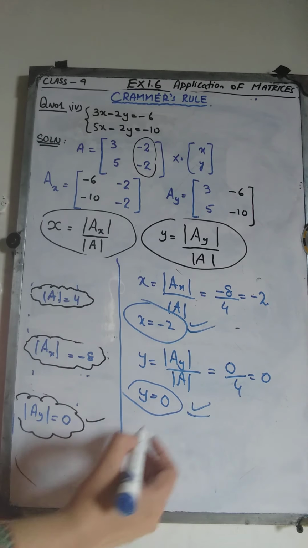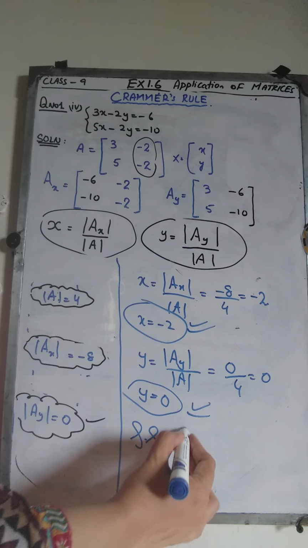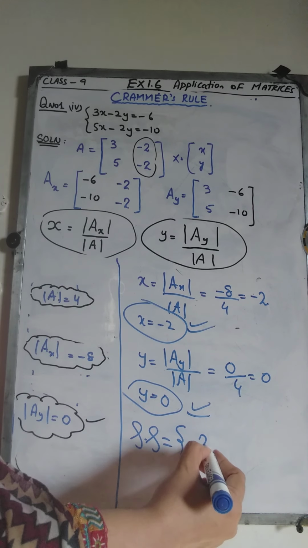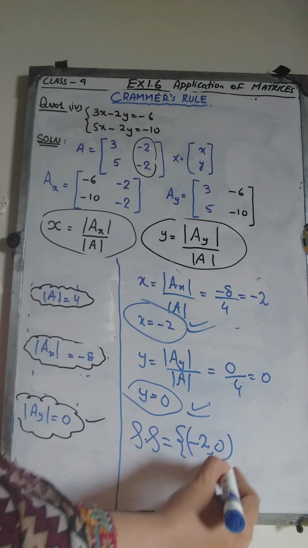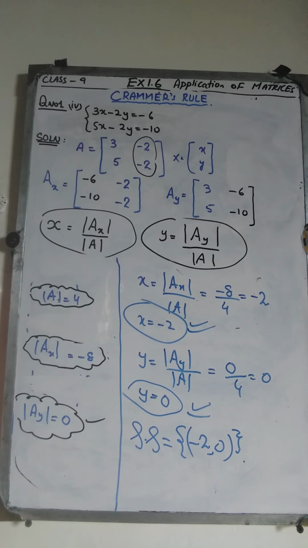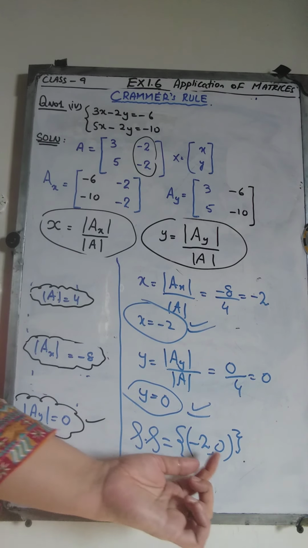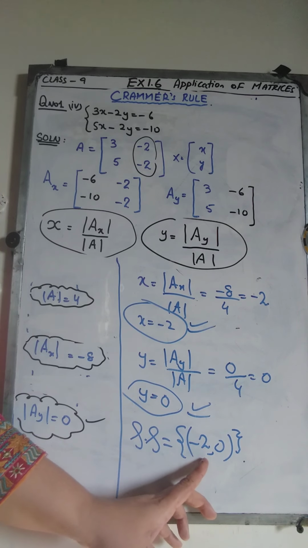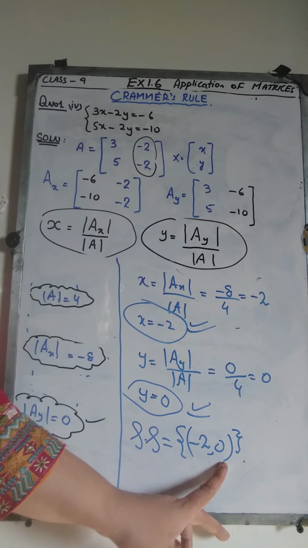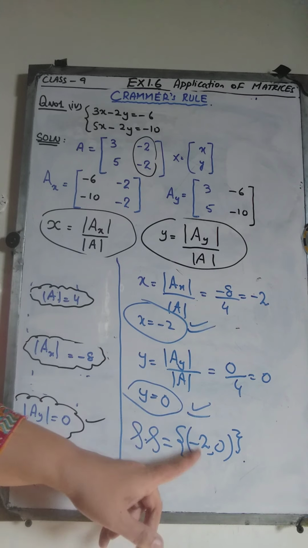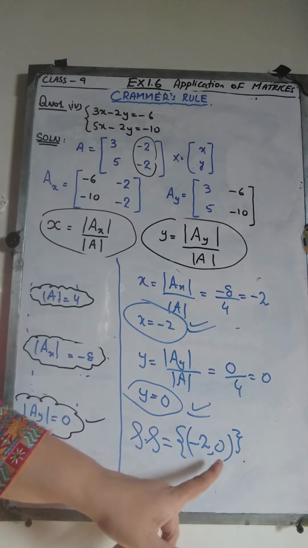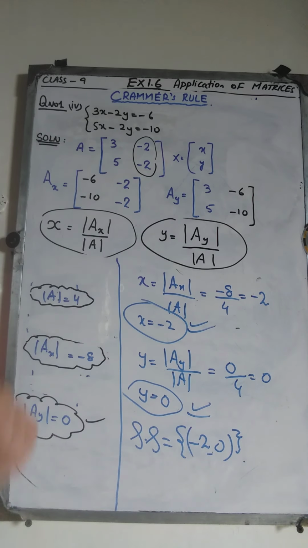Okay. So now the solution set will be -2 and 0 here. Okay. This is how we write the solution set of this linear system. First we are going to write it in the form of an ordered pair. The first place for X and the second place for Y. Okay. So -2 is the value of X, and 0 will be the value of Y.